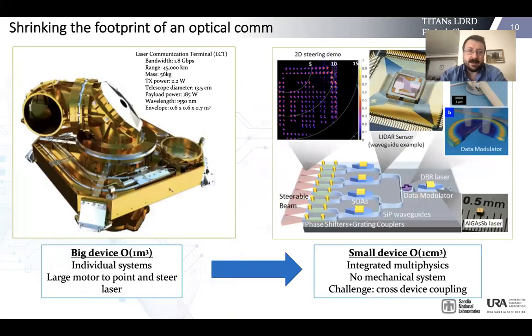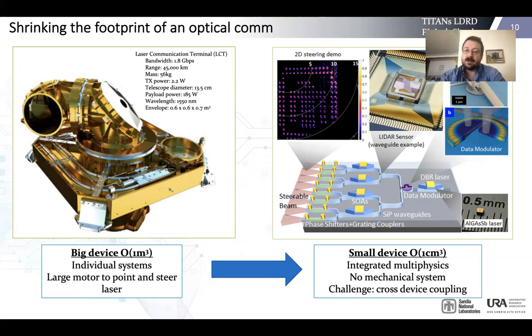So this is the device we're going to consider. It's an optical communications device. It's a laser that sits on a satellite. While the overall system itself is large at about 1 meter cubed, the laser is quite small. And what's taking up all this space is a mechanical system whose job is to point and steer the laser, right? And so this is meant to go up into space. We'd like it to be lighter and have a smaller footprint for that reason.